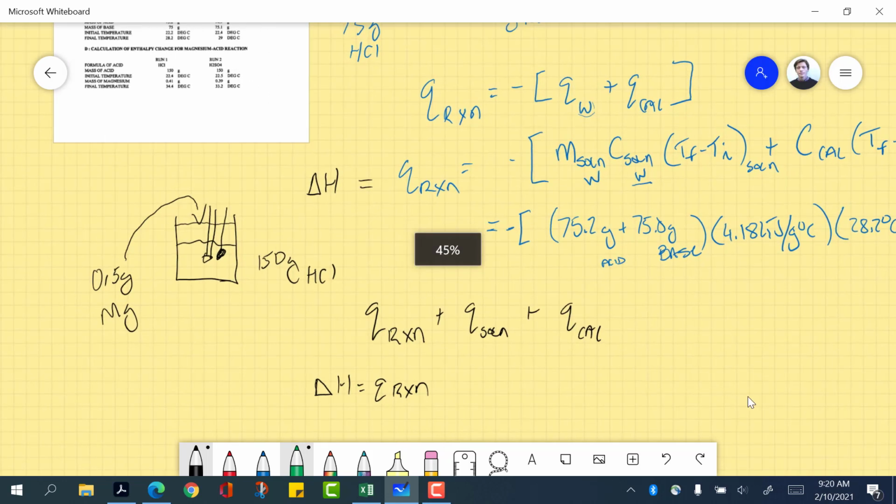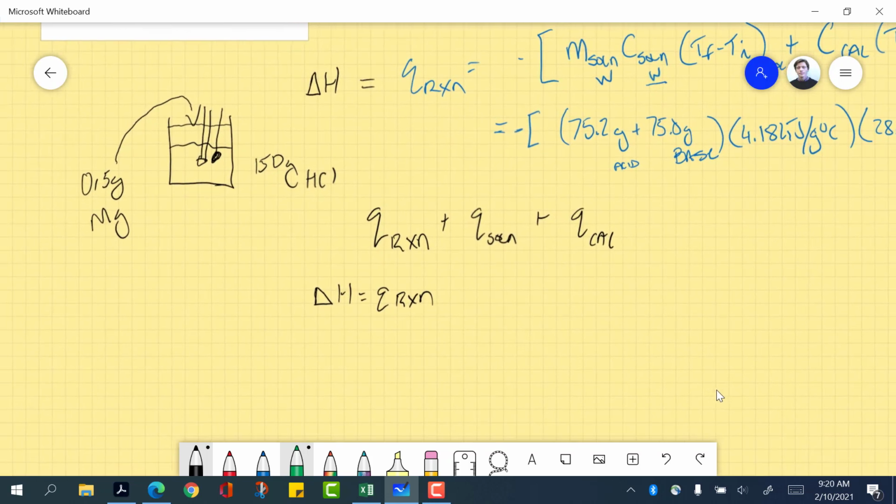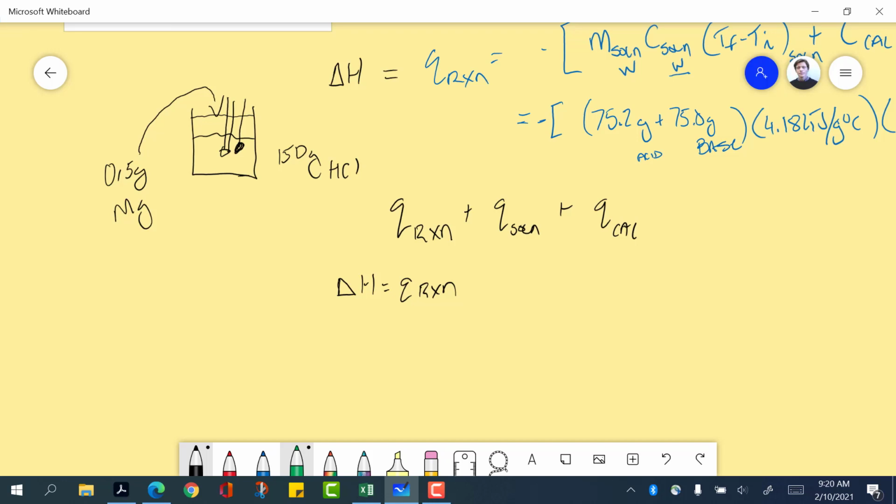So for this one, if we were to find the heat of the reaction for a metal acid reaction, what we're doing is we're combining magnesium solid plus hydrochloric acid solution, and we're going to get magnesium chloride in solution plus H2 gas. So it will bubble out. Alright, and so that is the reaction that we're carrying out in solution.